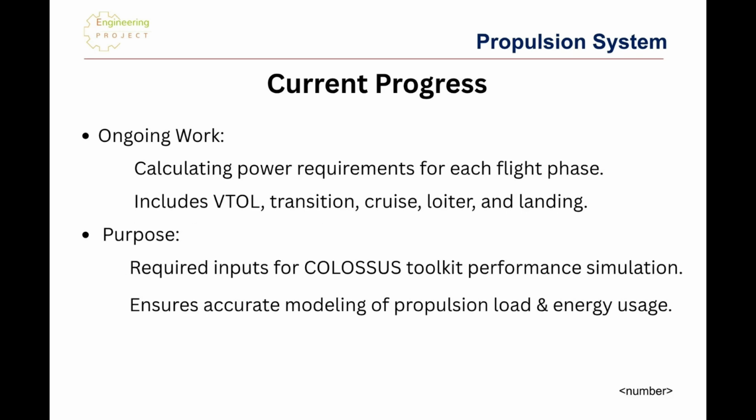So right now, for the current progress, we have already determined what type of propulsion system we're going to use. We are now working on the power requirements for each flight phase using the equations from the books. That includes transition, cruise, loiter, and landing, and also the power calculation for the VTOL configuration. We need those power values to use in simulations. By calculating these power requirements, we will get a much more accurate modeling of propulsion and energy usage of our system.